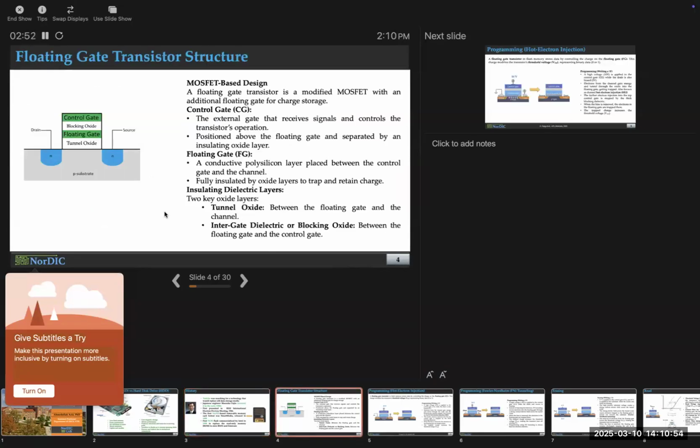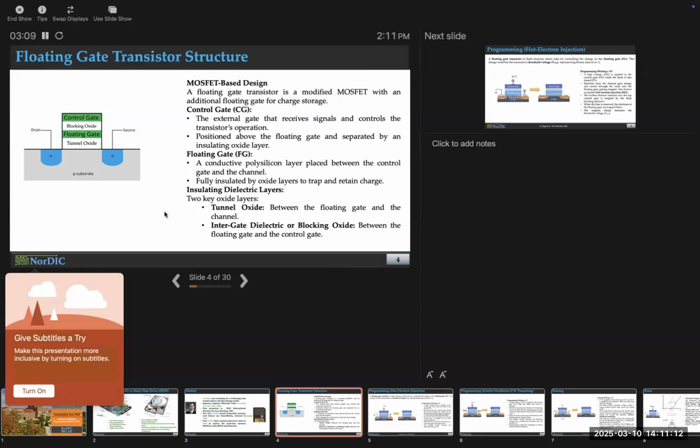So this is the very basic concept of flash memory, and I hope it will be easy for you to understand without me drawing anything, but if there is a need, I can draw on top of this. So let's try without scribbling, just with words.